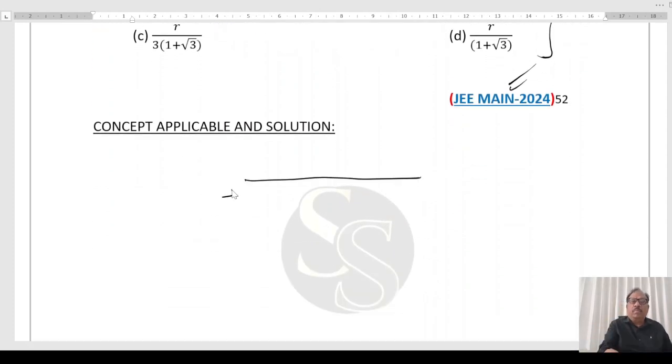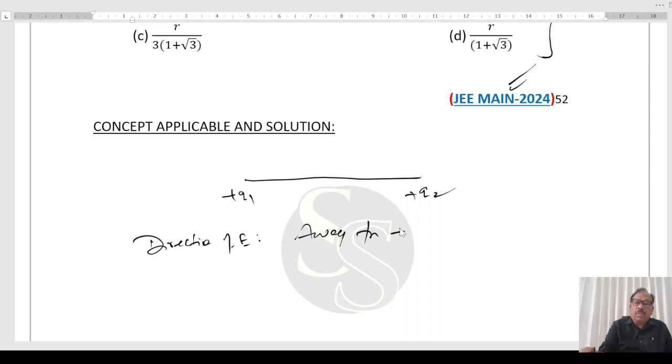Concept, applicability and solution. You know, plus charge, plus Q2. Then the direction of electric field is away from positive and towards negative. Right? We take three cases. In between, the direction of electric field will be away from positive. In this case, away from positive. This is additive.